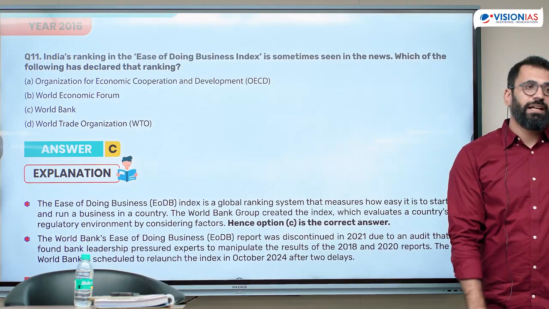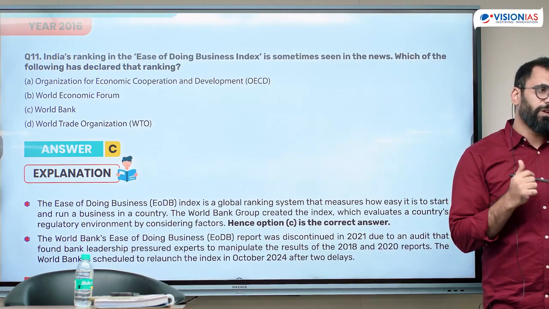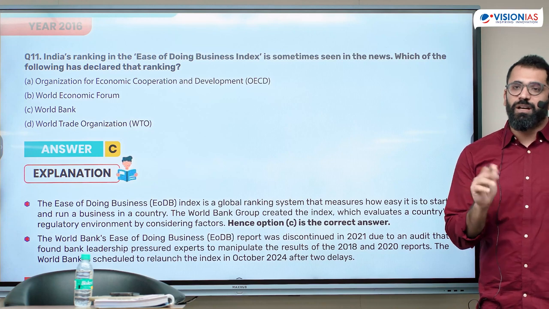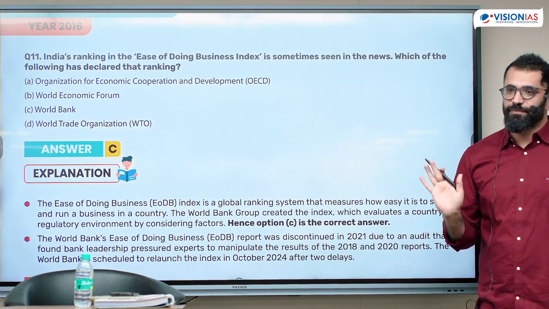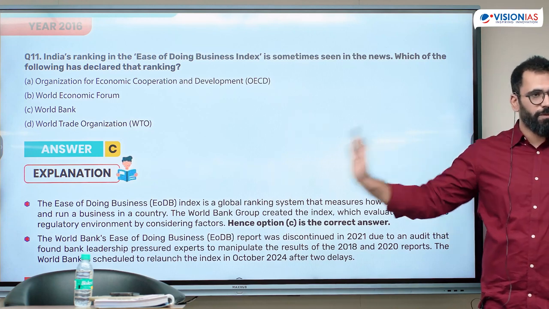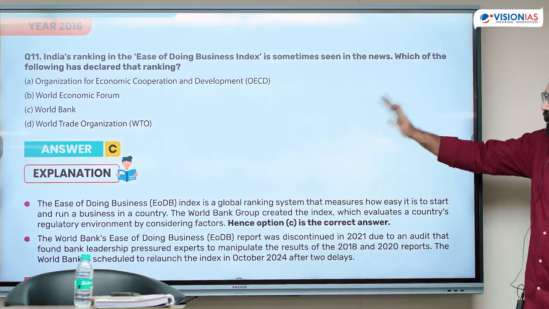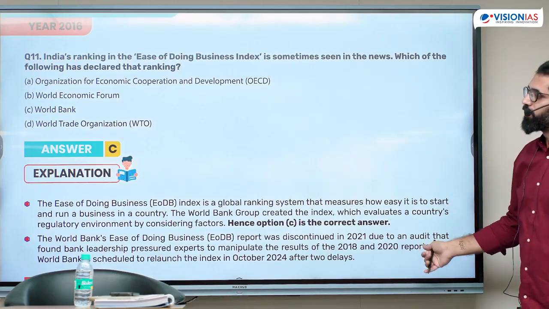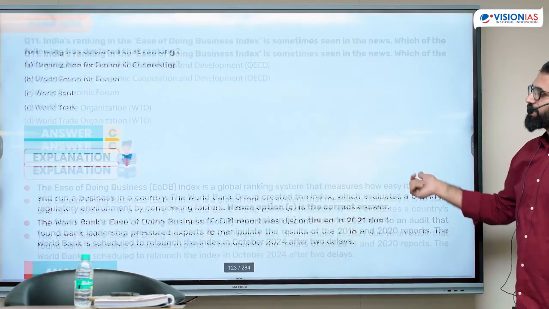This happened till 2019. In 2019, the whole report came under certain controversy. In 2020, the whole index was banned. In 2020, this publication was stopped. Lot in news because the government of India had a lot to do with it. This is World Trade Organization.